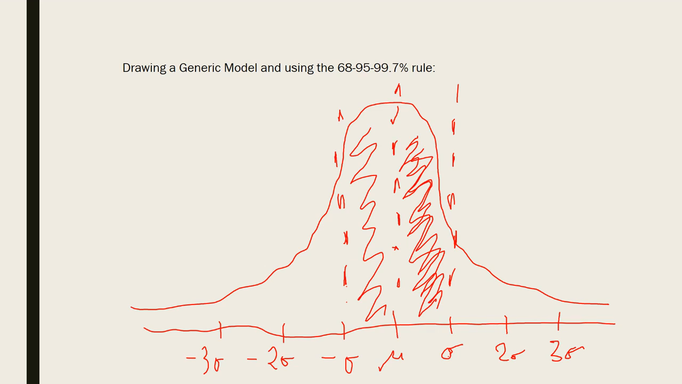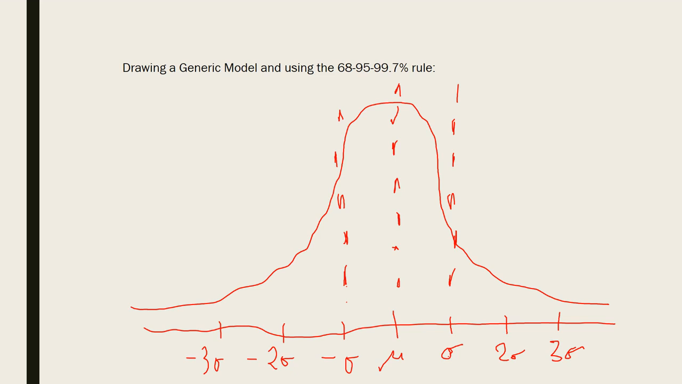Half of 68% is 34%. So 34% of the data exists in that interval, and 34% of the data exists in that interval. All right. We also know that 95% of the data exists within 2 standard deviations. So it exists from 2 standard deviations below to 2 above. That's 95% of the data. And 68% of that 95% exists in this area.